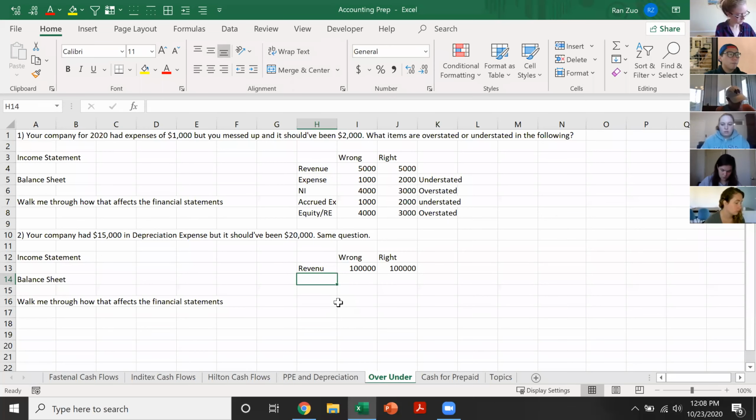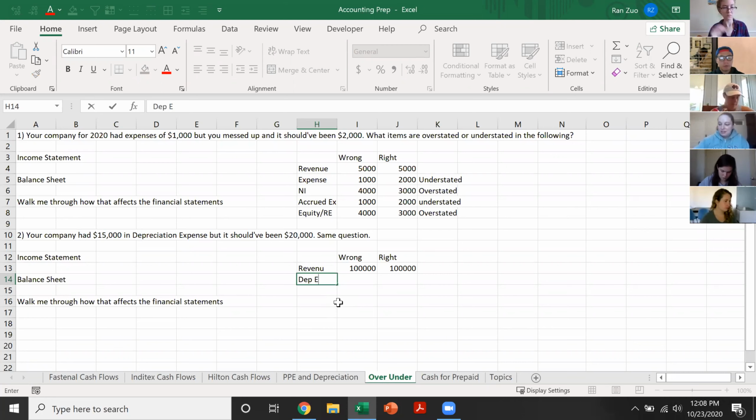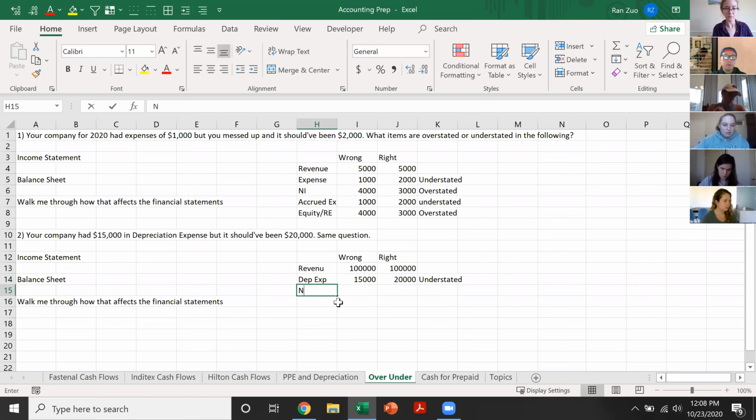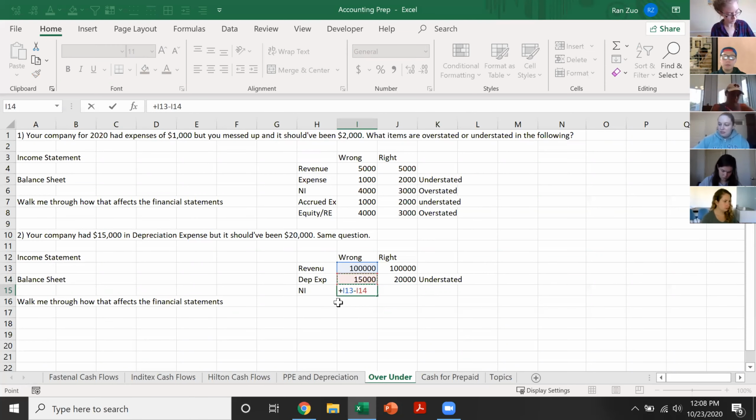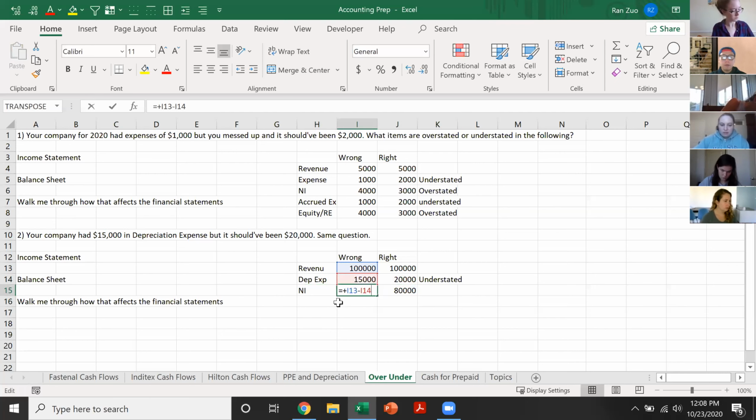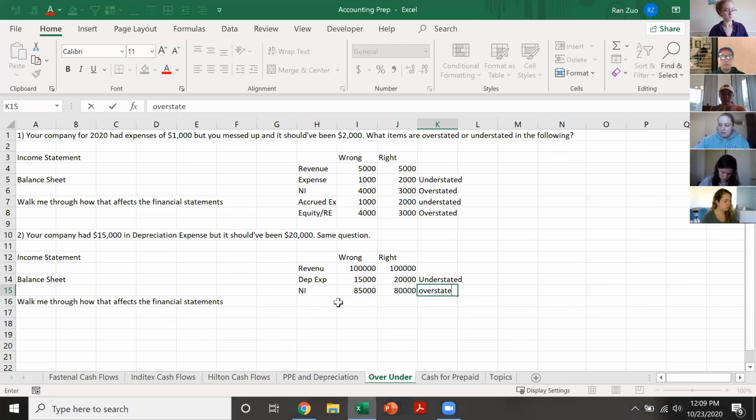Katie, you said expenses, right? Was it Katie? Or is it somebody else? I'm sorry, oh, it's Michaela. I'm sorry, you guys are next to each other. Specifically, what expense was it? Depreciation. If you said it was 15,000, it should have been 20,000. So it was understated. Very good. Let's assume nothing else happened. Your net income is this. So what about your net income? It's overstated. Very good.